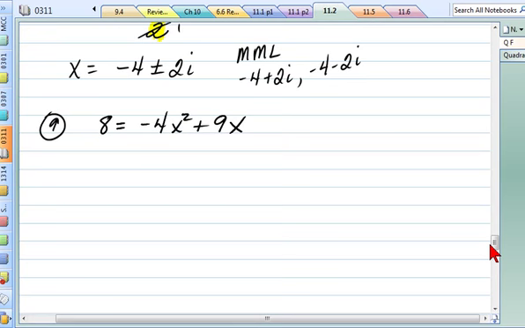No. Now, you have a choice, and it really doesn't matter which way you do it. You can subtract the 8 and bring it over here, or you can add 4x squared, subtract 9x, and get those terms over there. It doesn't matter. Now, it's fewer steps to move the 8.